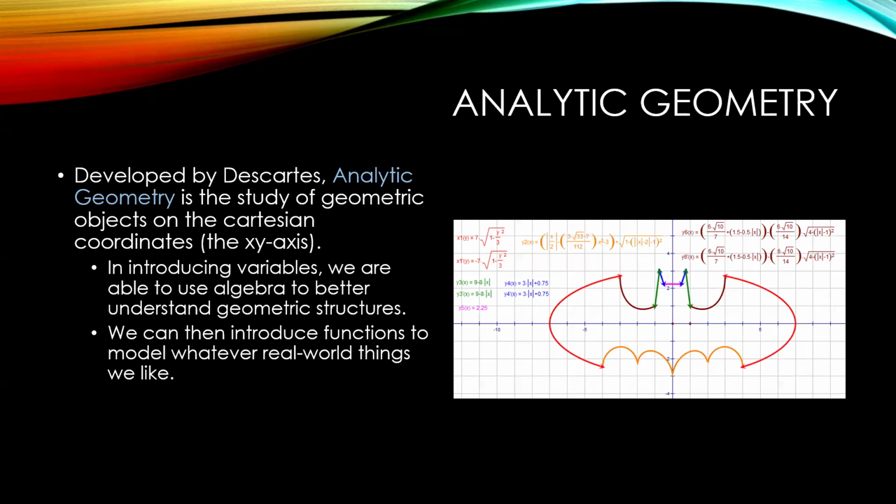First one is analytic geometry. This is a big one. Analytic geometry was developed by Descartes, and it's the study of geometric objects on the Cartesian coordinate system, so the X and Y axis. In introducing variables, we are able to use algebra to better understand geometric structures. We can then introduce functions to model whatever real-world things we like. Analytic geometry was pivotal because with this, we were then able to develop calculus, which meant that we now had tools to address all of Zeno's paradoxes. And it gave us a new structure to understand geometry.